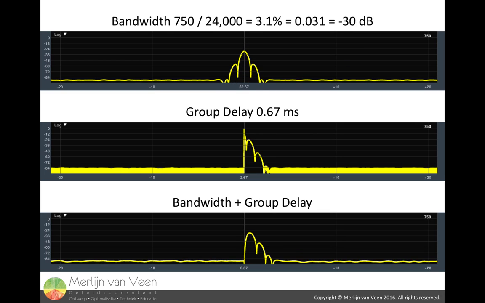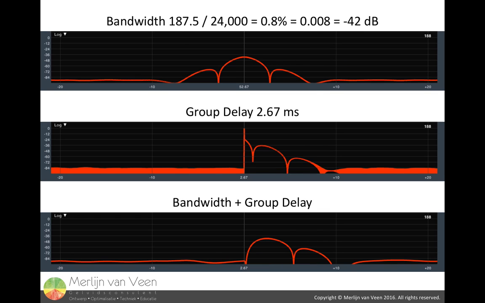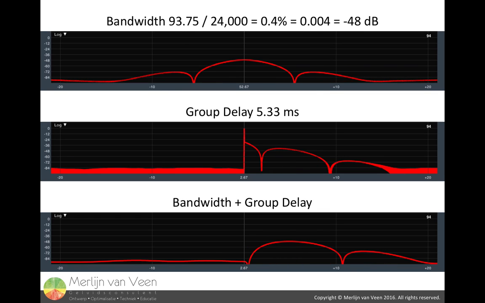1K5, 750, 375, 188, and finally 94 Hz, where the amplitude is down to minus 48 decibels, or less than 0.5% on a linear scale. And we have over 5 milliseconds of group delay, but only for frequencies below 94 Hz.